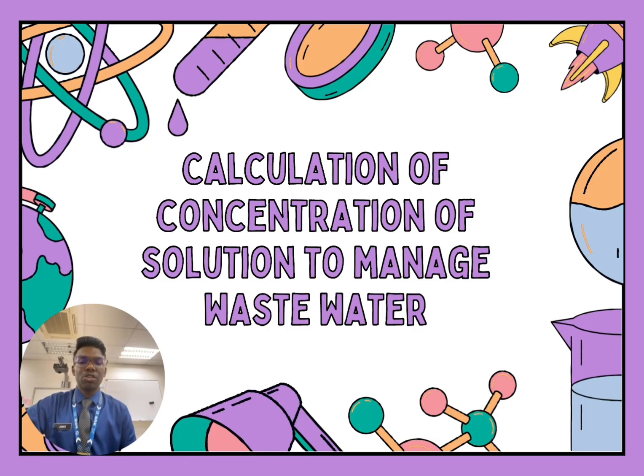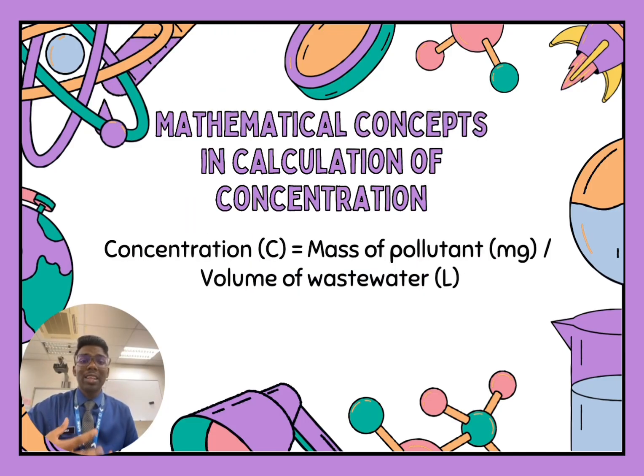Okay, next we are going to talk about application of mathematics in chemistry. We will see the topic, calculation of concentration of solution to manage wastewater. What is the mathematical concept in calculation of the concentration? Concentration, which is C, equals mass of pollutant in milligram over volume of wastewater in liter. So these are the things from mathematics used in chemistry to calculate the concentration of a liquid.